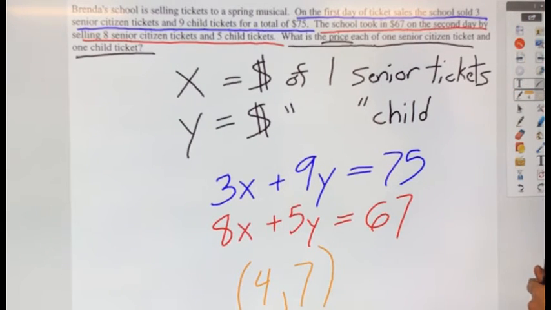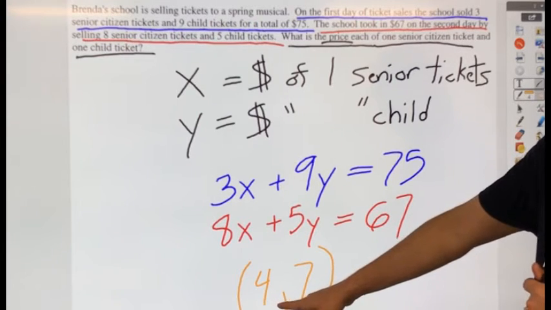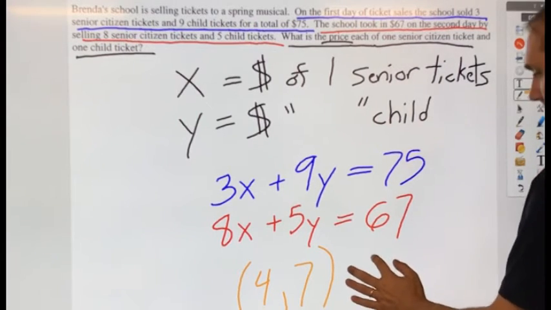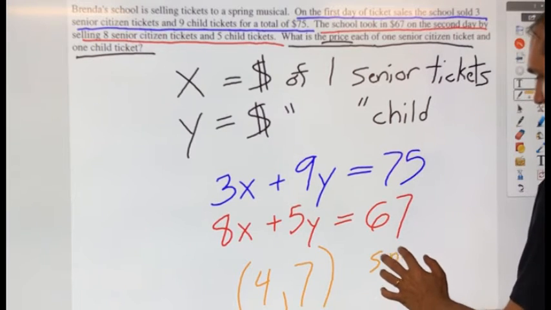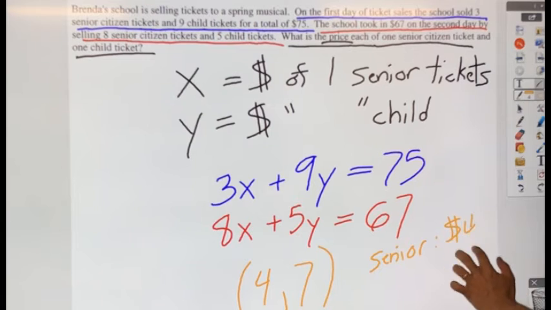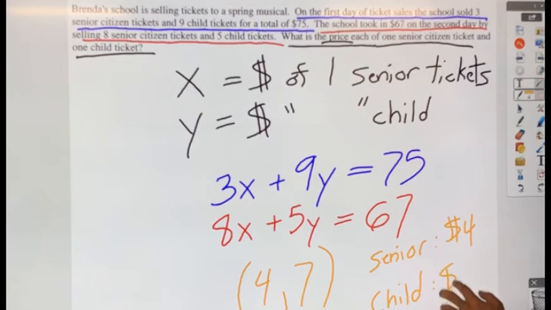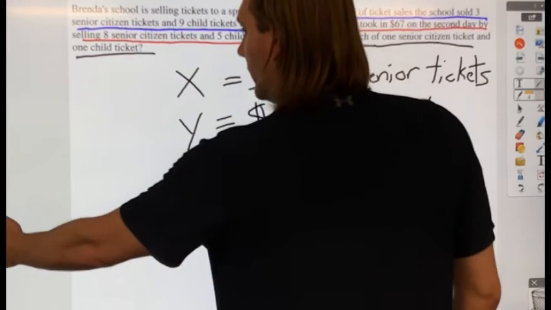What does that tell me? What does 4 represent? The 4 senior tickets. And then 7, the $4. So senior tickets cost how much? $4. And then child tickets cost 7. Very good. Sounds reasonable. There's my solution. That's how it really is in the real world. That's how much it costs.